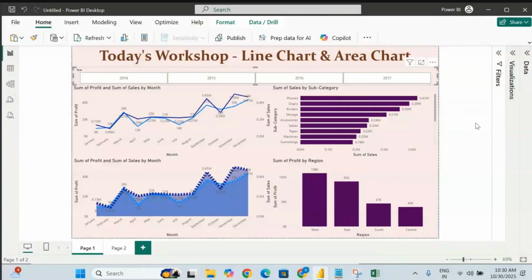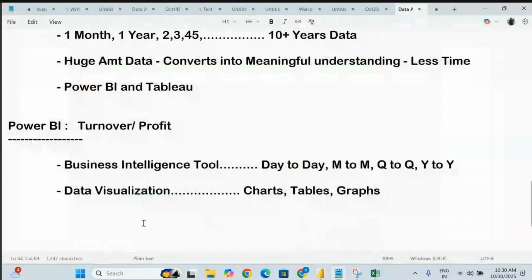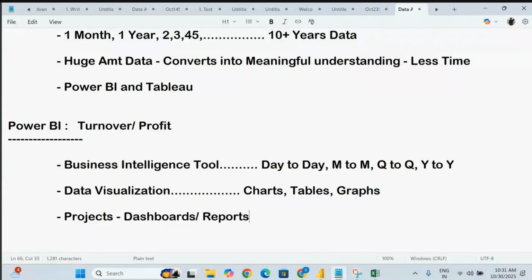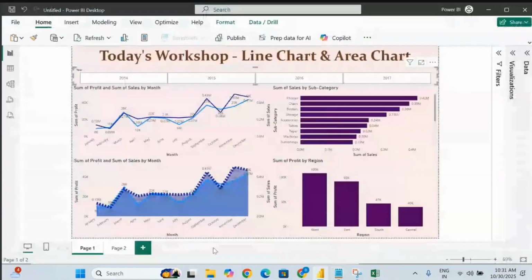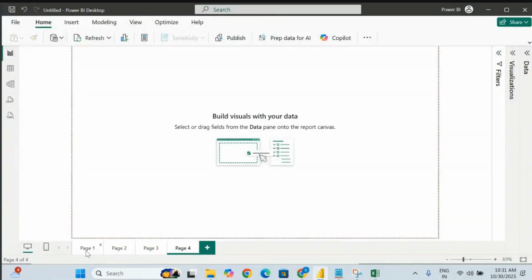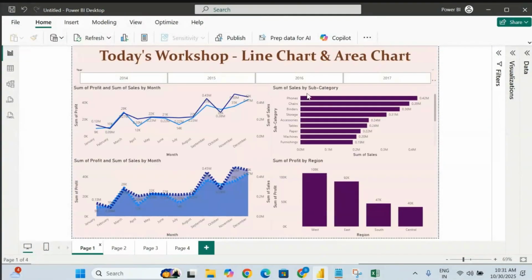So what is happening? Small data visualizations will become your project. Here, your project is called a dashboard. You can also call it reports. You can also call it a page. Page means whatever you have, page 1, page 2, page 3, you can add as many as you want. So that's simple. So this is your project.